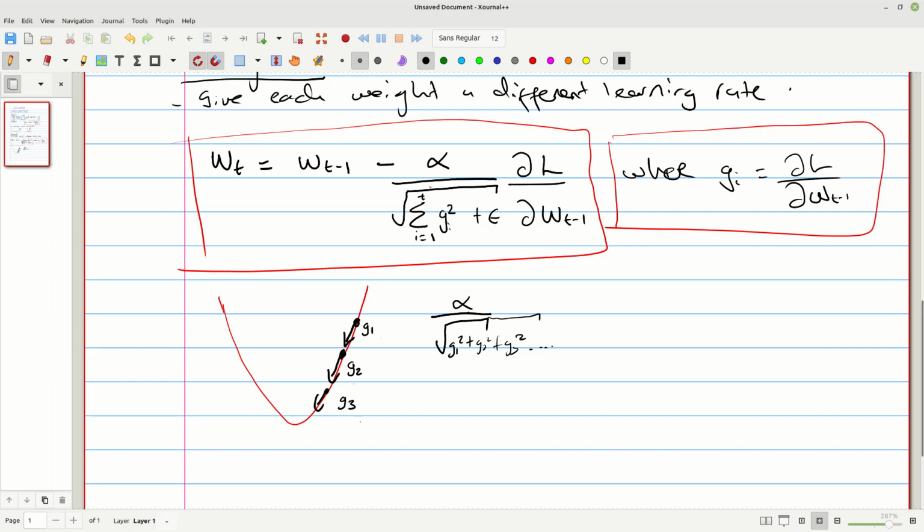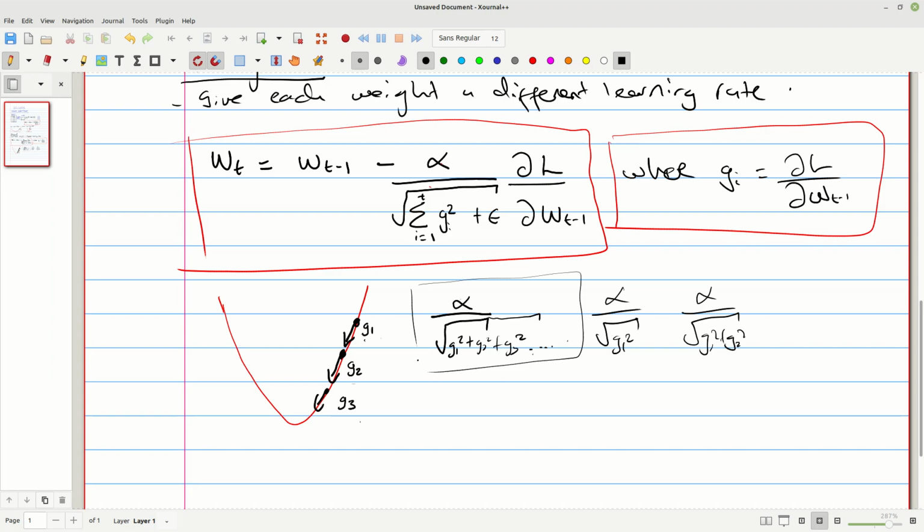As you can imagine, as we move on and on, alpha will be getting smaller and smaller because these gradients will keep accumulating. In our first iteration, it will only be alpha over the square root of g1 squared. In the next iteration, it will be alpha over the square root of g1 squared plus g2 squared, and the next iteration will be like that.